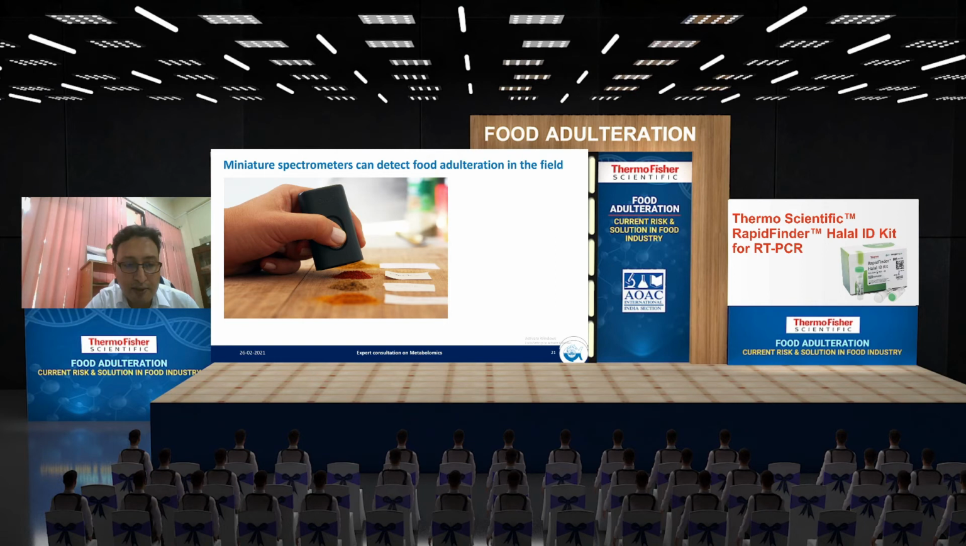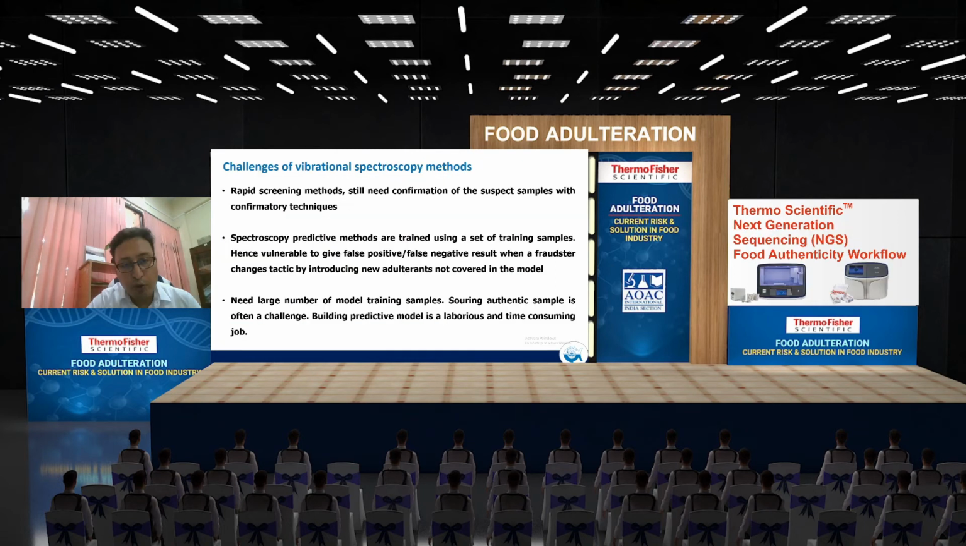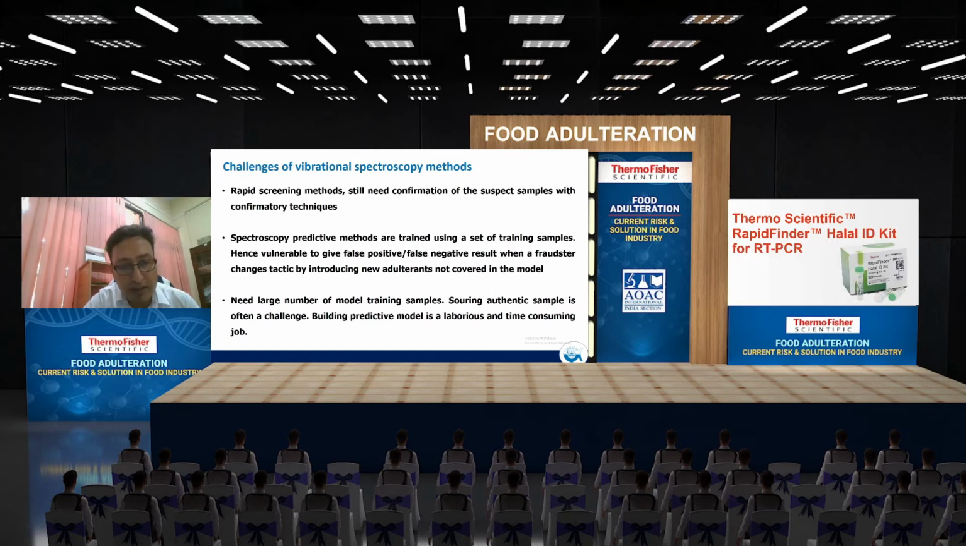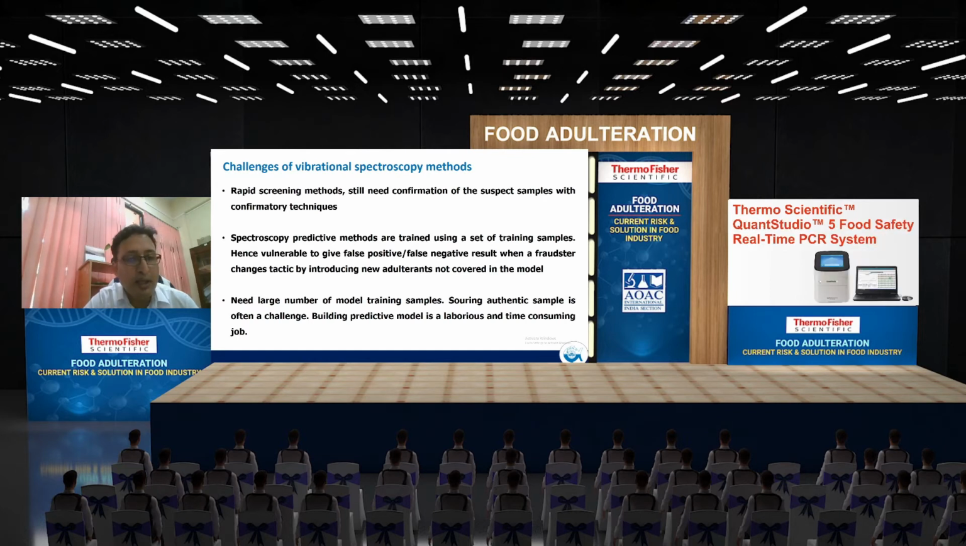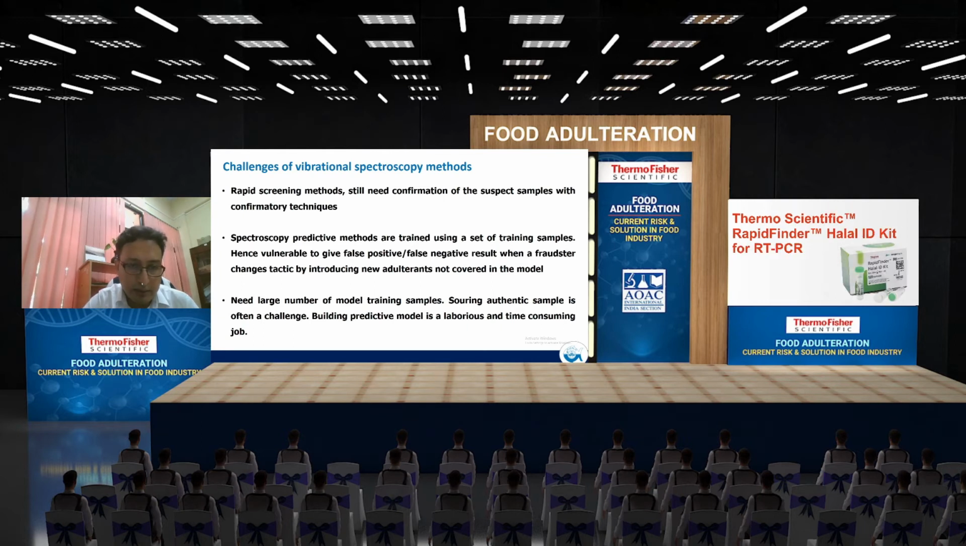But there are challenges in vibrational spectroscopy methods. First of all, I must say that despite all the success, say up to 90% accuracy, these are rapid screening methods. They still need a confirmatory test in the laboratory. But the good thing about this technique is that it reduces the number of samples coming into the laboratory for food fraud testing, because only the suspect samples come in and other samples we can simply screen through vibrational spectroscopy. But again, vibrational spectroscopy needs careful model building.